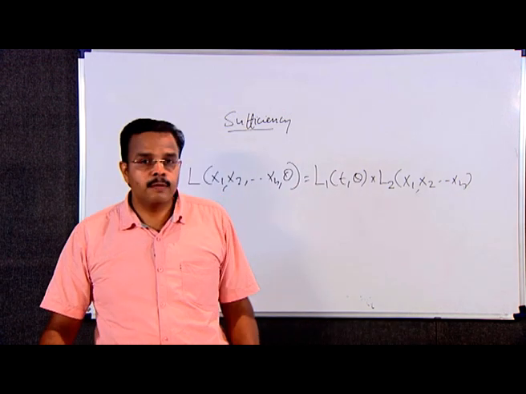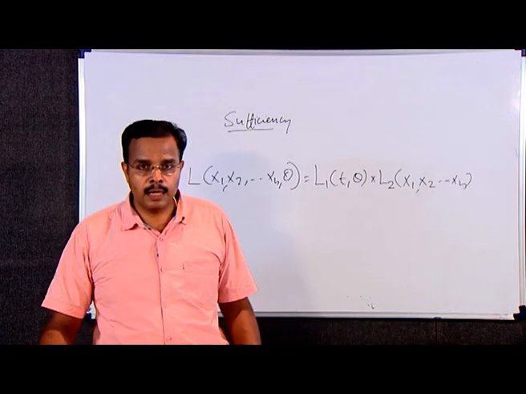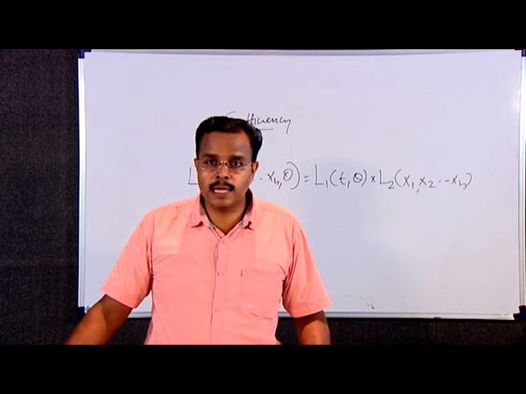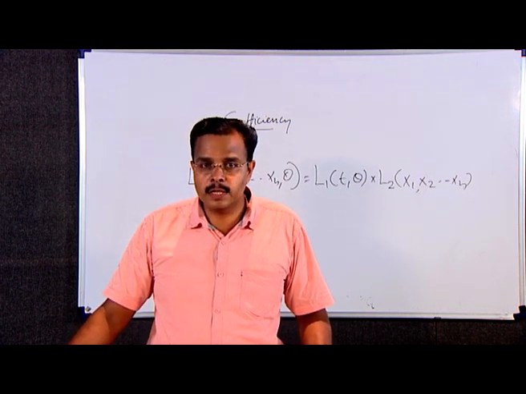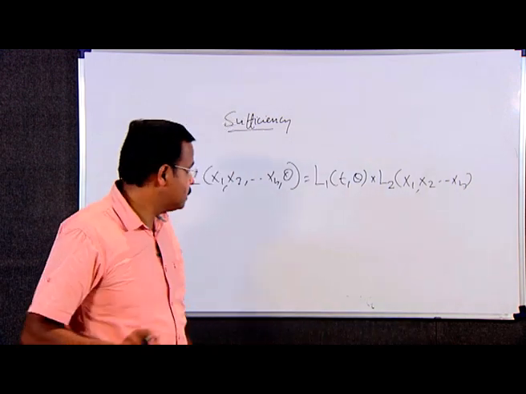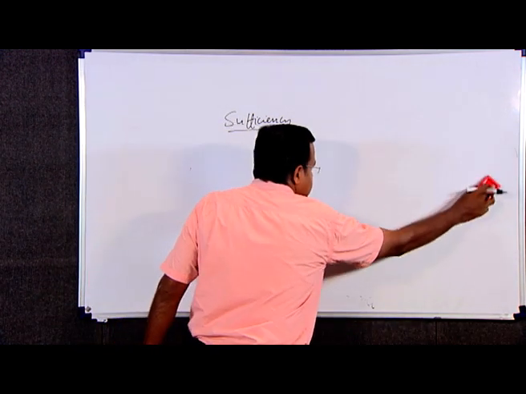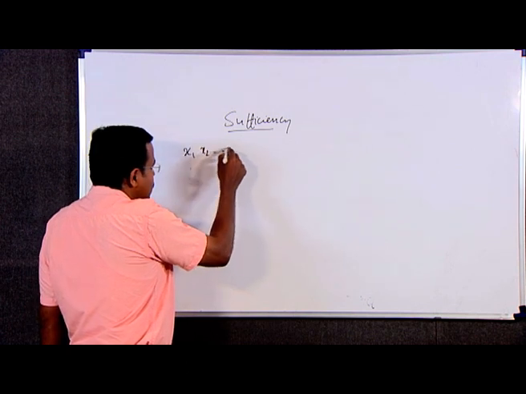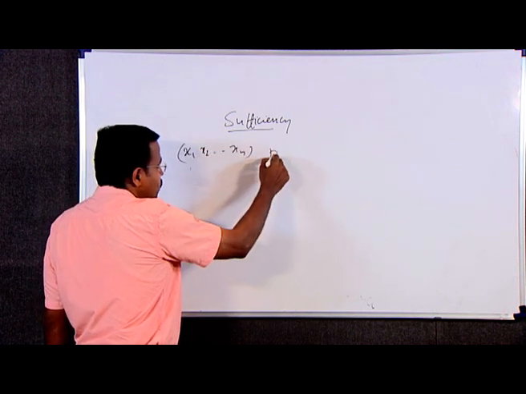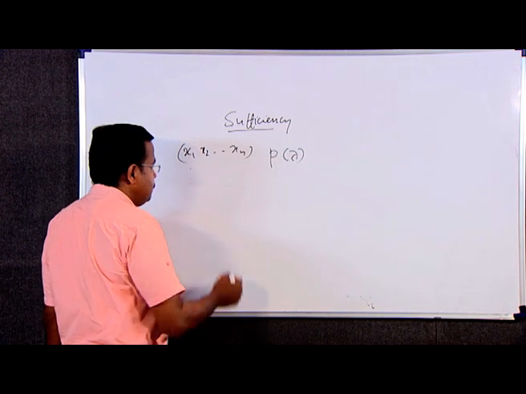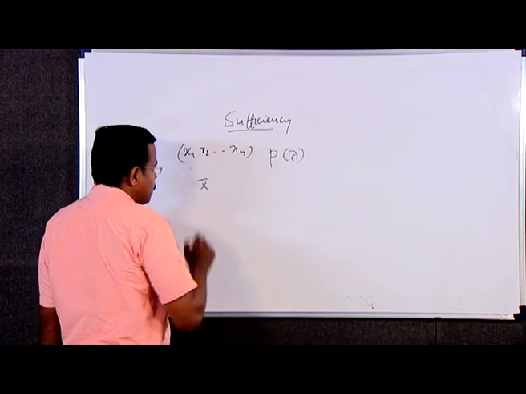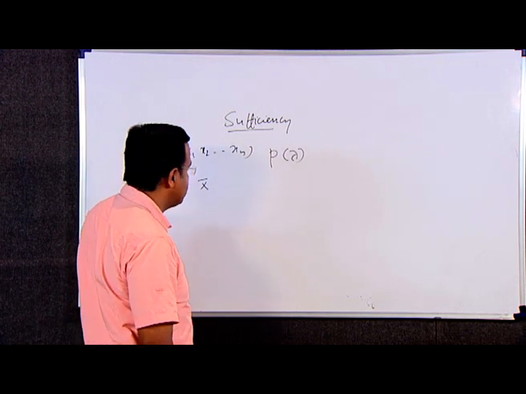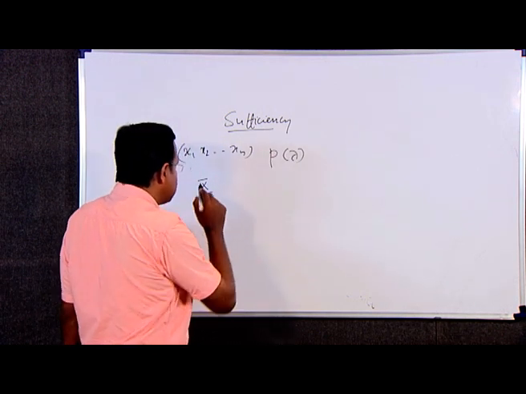So, using this theorem, we can identify whether a given estimator is sufficient for the parameter or not. For example, for a Poisson distribution with a parameter lambda, we can show that the sample mean x bar is a sufficient estimator for lambda. Take a random sample x1, x2, etc. xn from a Poisson population with the parameter lambda. To show x bar is a sufficient estimator for the parameter lambda, where x bar is the sample mean.